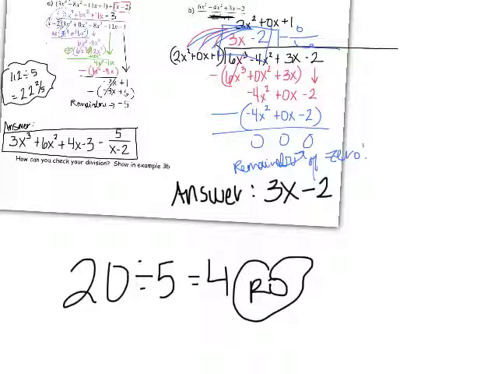Okay? So that's going to be something that we talk about quite a bit later on in this unit. So just keep in mind, remainders of 0, they happen. They're actually a good thing. It means that it's a factor. All right, let's go on.